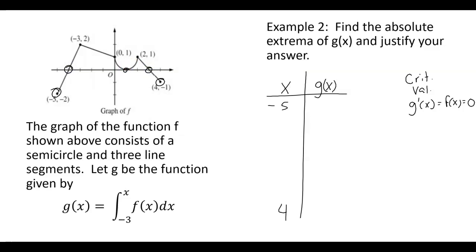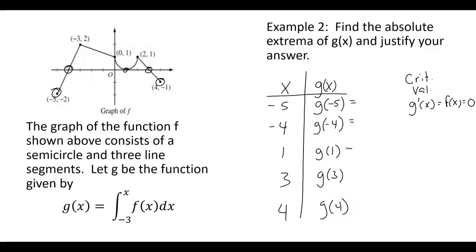So I've got a critical value at -4. I've got another critical value at 1. And my last critical value is at 3. And so now what I need to do is find g of -5, g of -4, g of 1, g of 3, and g of 4, and see which one comes out to be the absolute max and which one comes out to be the absolute min. All right, so let's go ahead and start with g of -5.